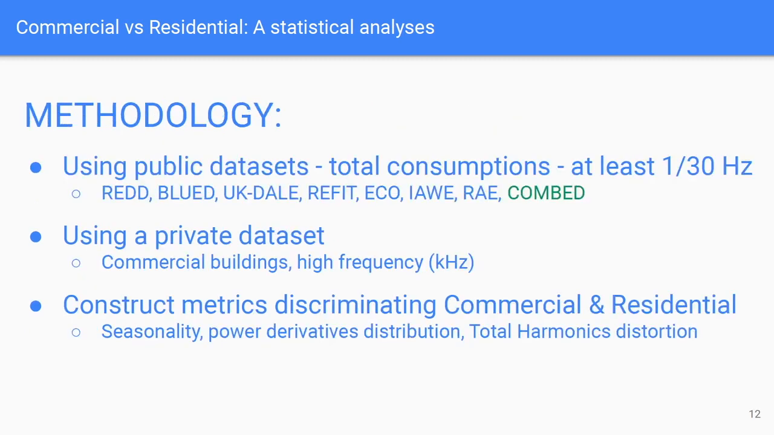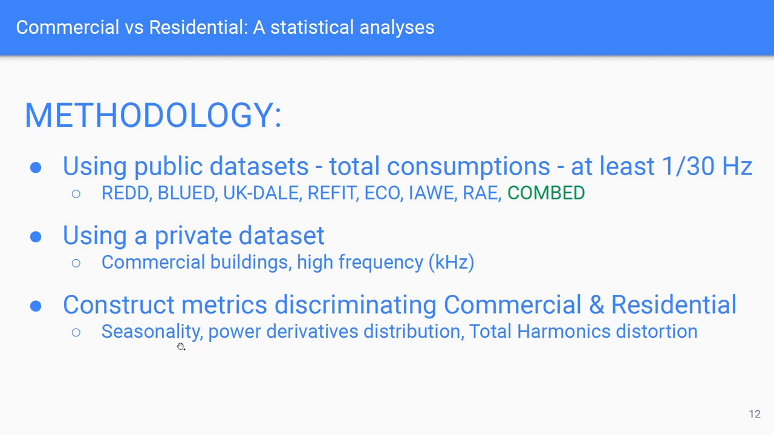So I will briefly explain the methodology of this analysis. We use public data sets with total consumptions at least 1/30 Hertz. So there is this list of data sets available at the moment of the study. I put the COMBED data set in red because this was the only commercial buildings data set at that moment. And we also used a private data set, which is made of commercial buildings measurements at high frequency.